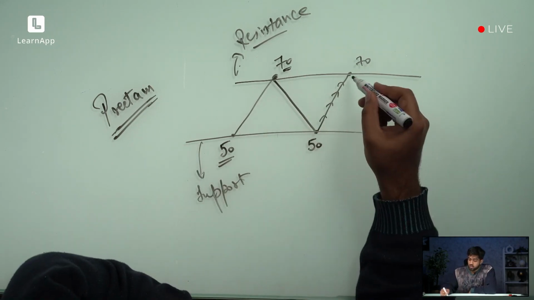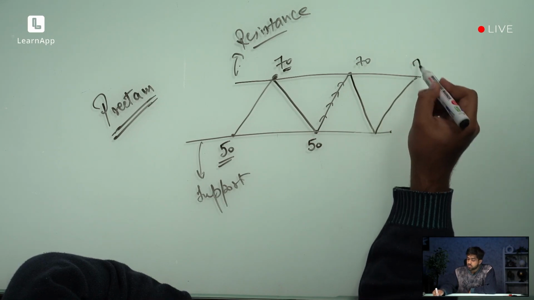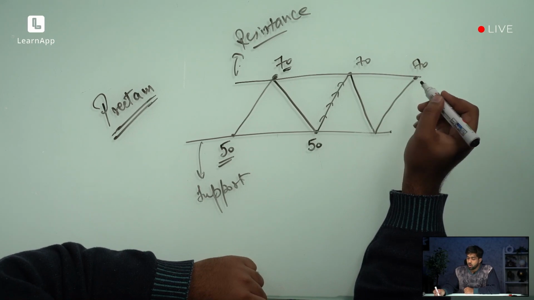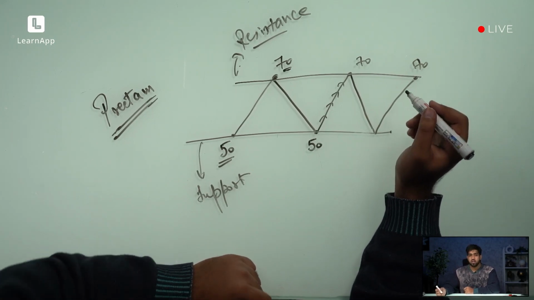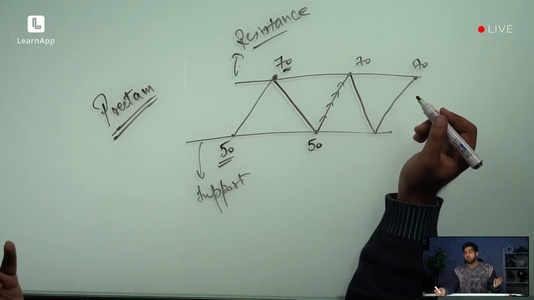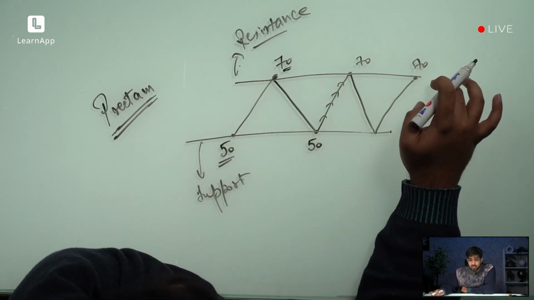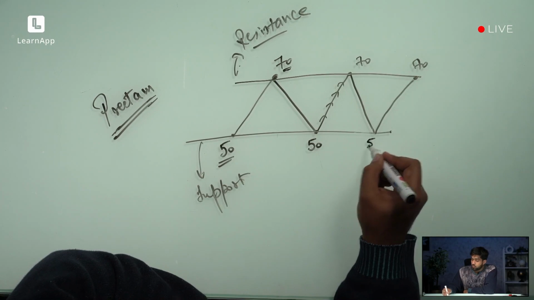And whenever his marks reach 70, now as his mentor I will be scared that he will not take it seriously, and he will be again very overconfident and his performance graph will come down. So this range of marks is providing resistance and this is providing the support.